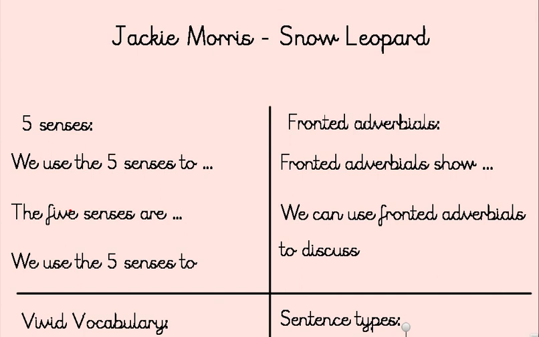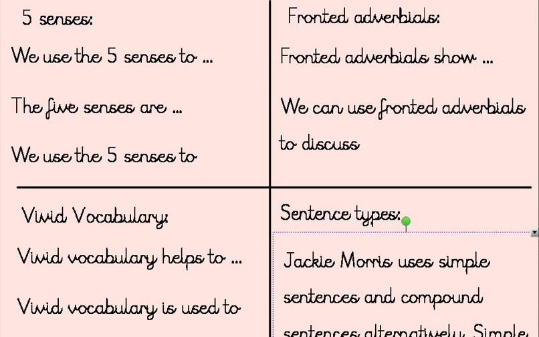what you need to do is you need to create this cross that I've put here, and in it you're going to have 5 senses, fronted adverbials, vivid vocabulary and sentence types, and they're going to be your 4 sections in each section of your cross. So I've got 1 here, 2 here, 3 here and 4 here. And in it you're going to tell me a bit about each of those things. So why we use the 5 senses, or why we use fronted adverbials, or why we use vivid vocabulary, or why we use different sentence types.